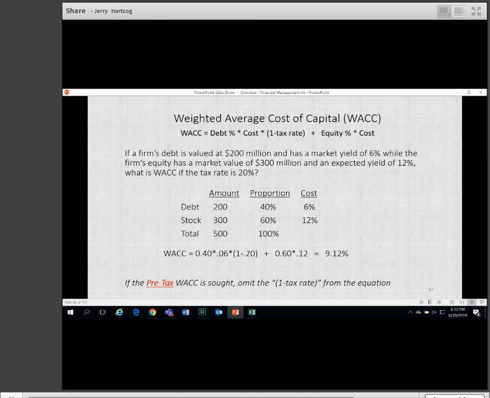Now, one twist, and if you've taken the pre-assessment, you've stumbled over this. If pre-tax is sought, you just don't multiply by 1 minus the tax rate. And what if instead of just stock, what if I said there was 100 in preferred stock and 200 in common stock? We just have 3 rows in our table. But again, it would be proportion times cost plus proportion times cost.